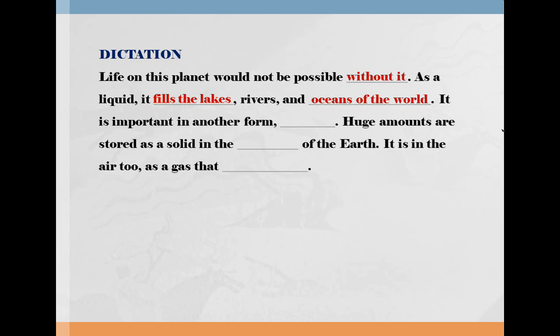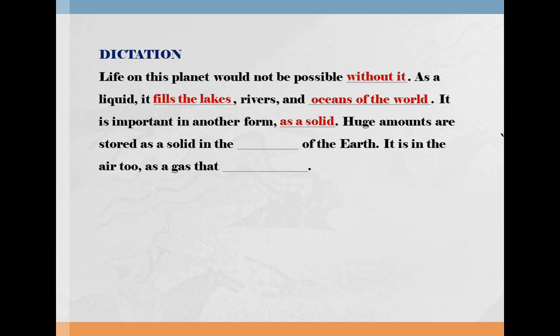It is important in another form as a solid. Solid means solid. It is important in another form as a solid. It is important in another form as a solid.